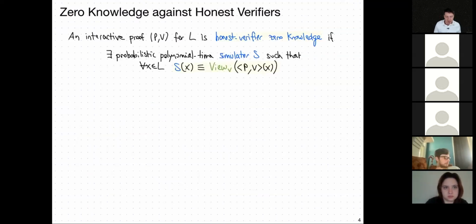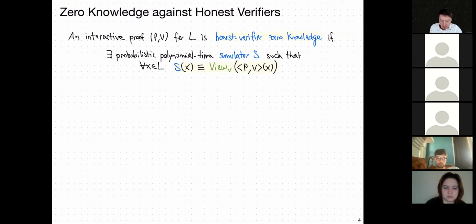So here is a definition, and we're going to first consider a special case where the verifier acts honestly. We'll come back to the general case later. We're going to say that an interactive proof for a language L is honest verifier zero knowledge. And now is the first time in this course that we encounter the idea of a simulator.